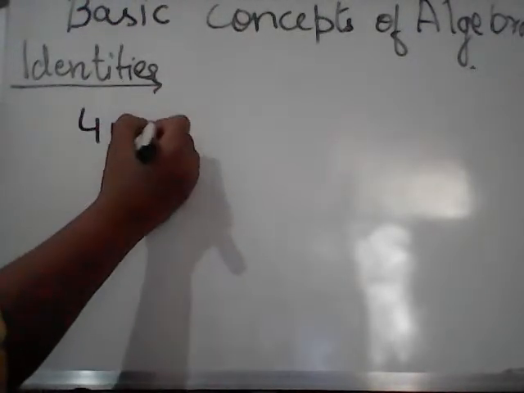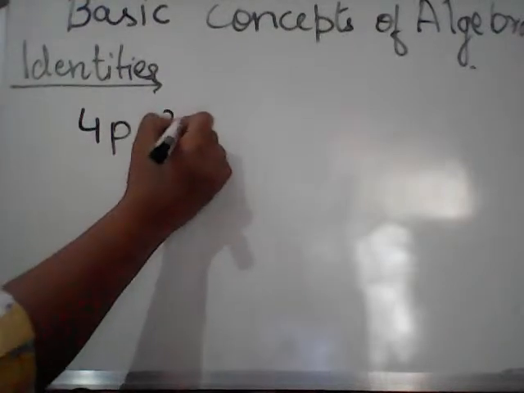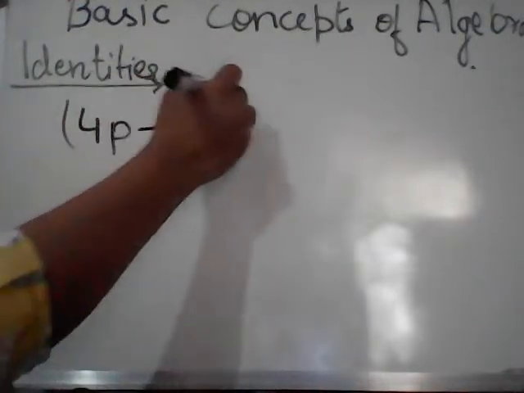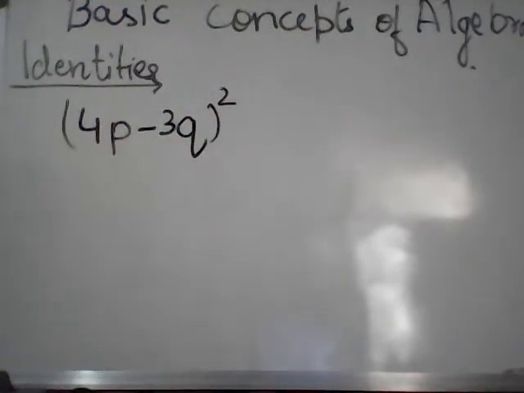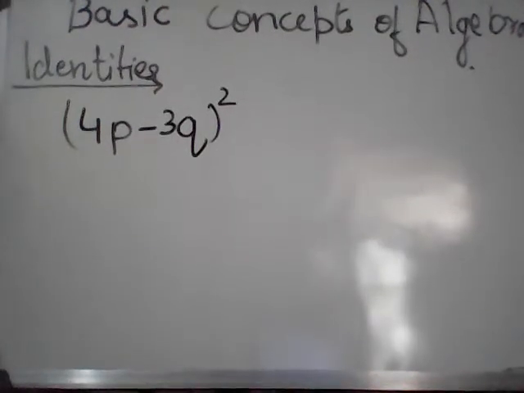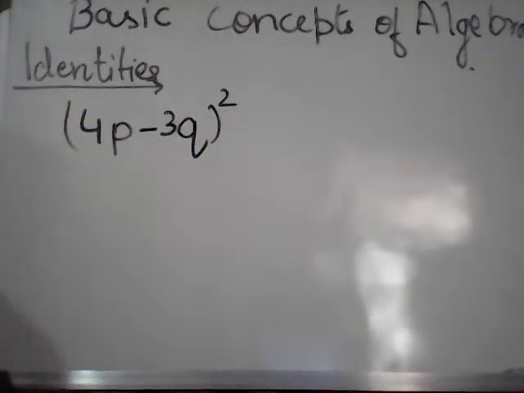4p minus 3q whole square. We can solve this expression in two ways. One is using identities and the other one is normally. So you'll see the difference, how easy it is to solve an expression by using an identity. First of all, with practice, you will be able to judge which identity you have to use. So keep on practicing these questions.